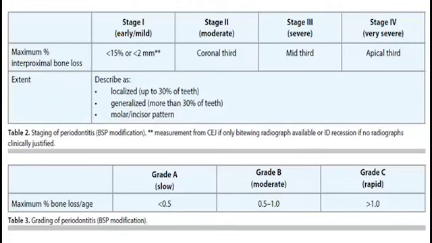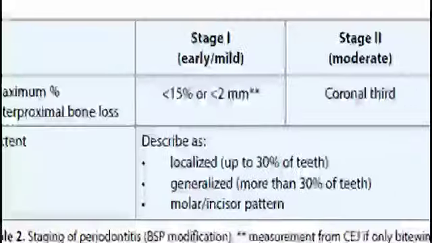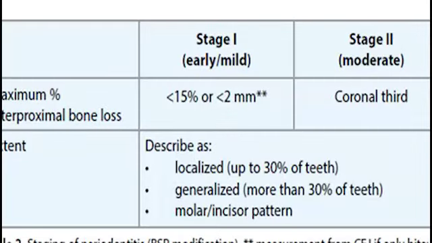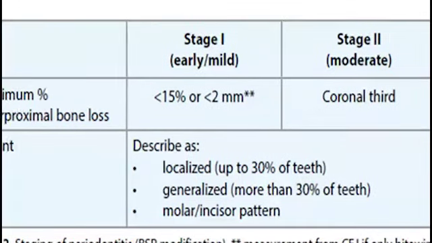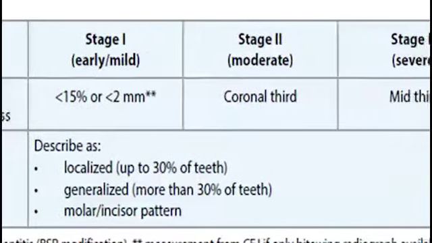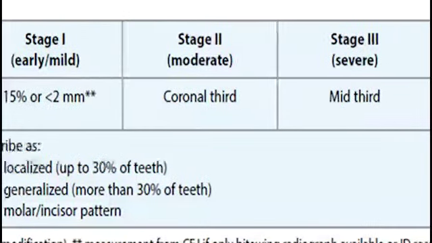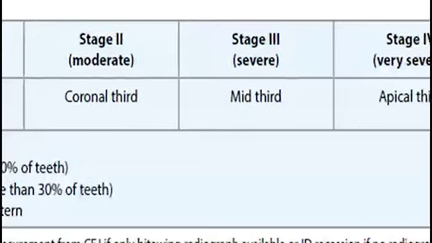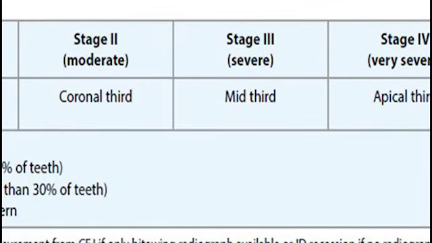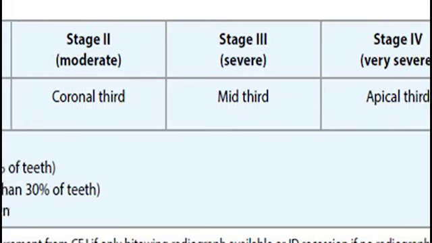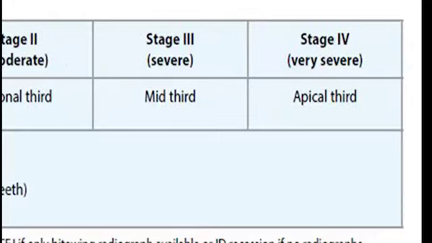So if we talk about stage 1, if it's less than 15% bone loss or less than 2 millimeter probing depth, it will be stage 1. If there is involvement of the coronal third, it will be stage 2. If the disease progresses towards the middle third, it will be severe and stage 3. And if it's involving the apical third, it will be stage 4 and very severe.